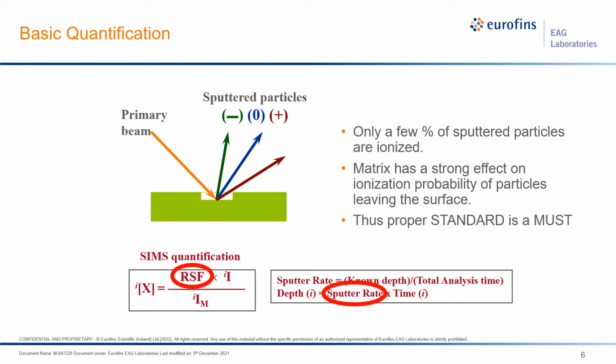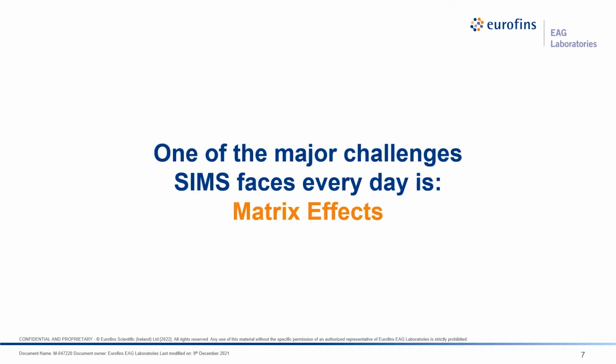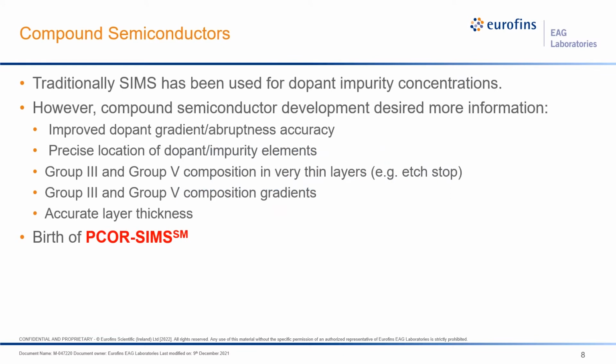And this becomes a big issue in a compound semiconductor structure because more often than not, compound semiconductor materials have lots of different layers with different compositions and sometimes graded compositions. So the starting point of our presentation is that one of the challenges for SIMS quantification is minimizing the matrix effects. For compound semiconductors, there are other issues that the engineers we work with over the years have asked us to improve.